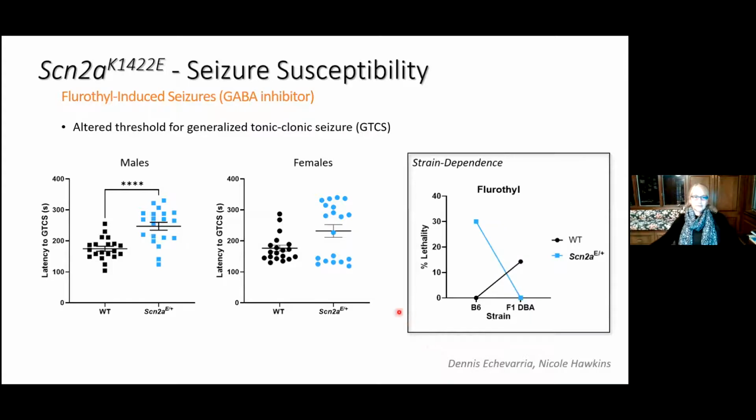Another thing that we look at is strain dependence. Everything I've shown you so far has been on C57 black 6J mice, which are kind of standard mouse strains. And we can breed them with other inbred mice and look at what happens to phenotypes. In this case, this is percent lethality from that fluorothyl induction. We had about 30% lethality in the KE mice on black 6, and that goes to 0 when we cross to DBA. Conversely, we have no lethality for black 6, and in the F1s with DBA, we start to pick up some lethality. So there's some strain dependence here, and we're interested in following up and trying to find the genes that are behind that.